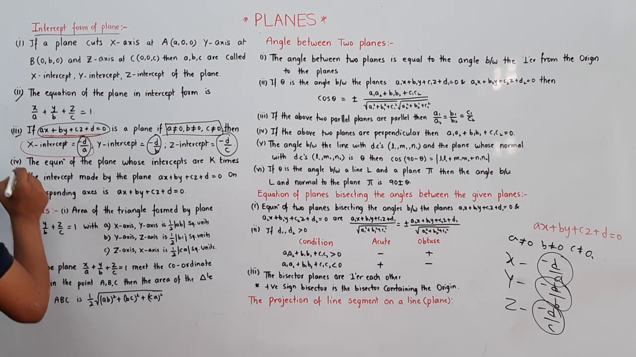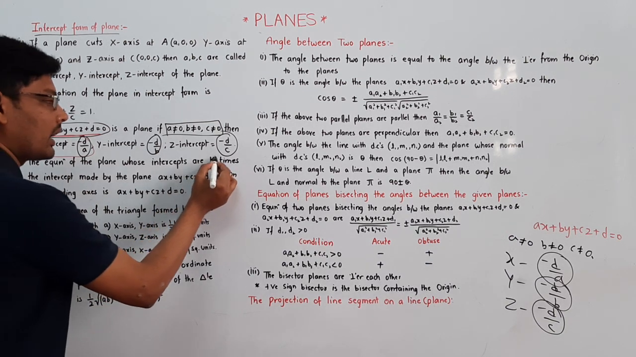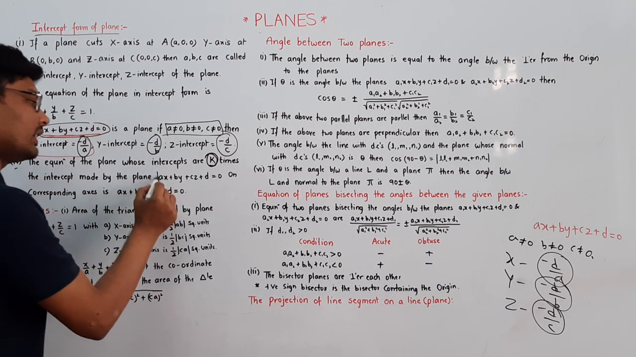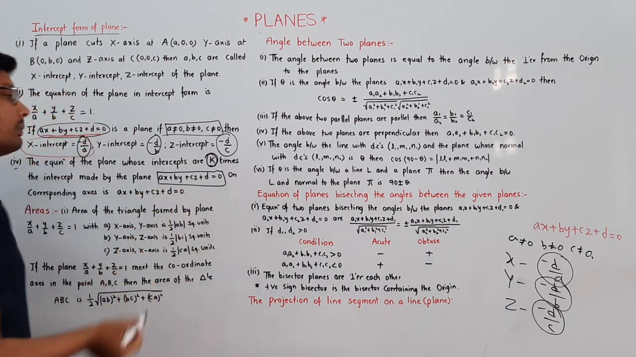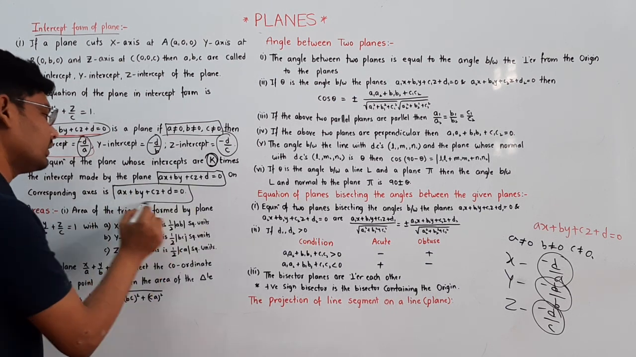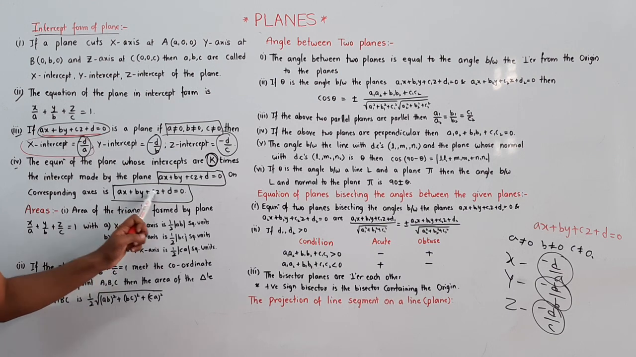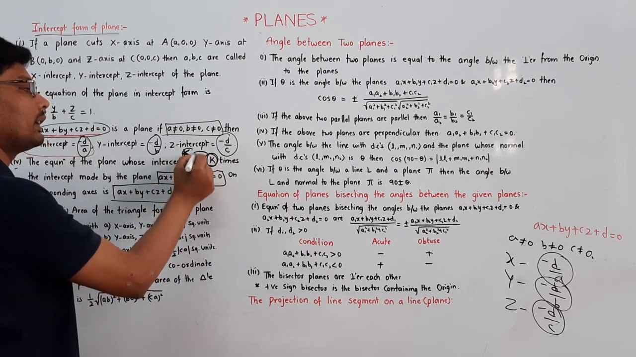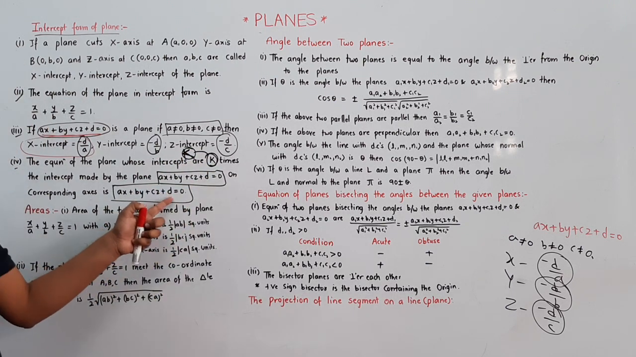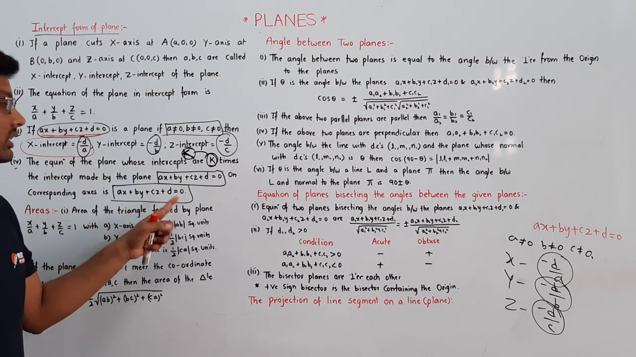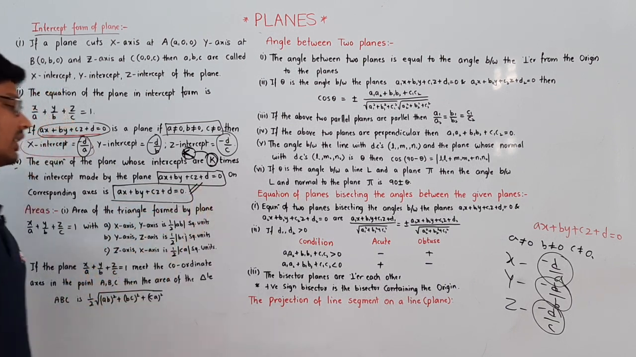Now the fourth point: the equation of a plane whose intercepts on the corresponding axes are k times the intercepts made by the plane ax plus by plus cz plus d is equal to 0 will again be ax plus by plus cz plus d is equal to 0. If the intercepts are k times, we get the same plane equation. So these two planes are common.